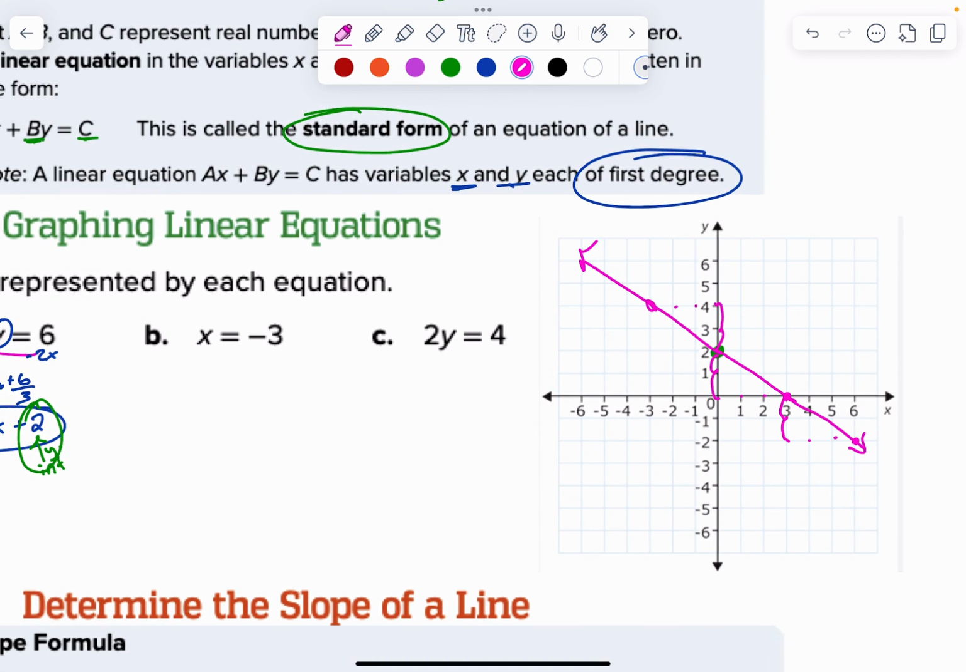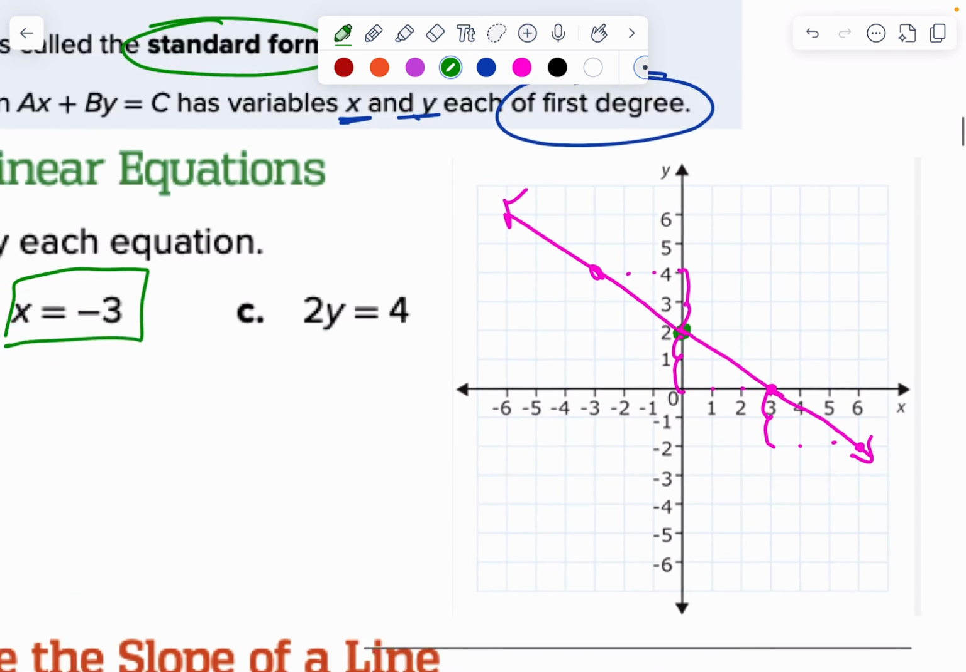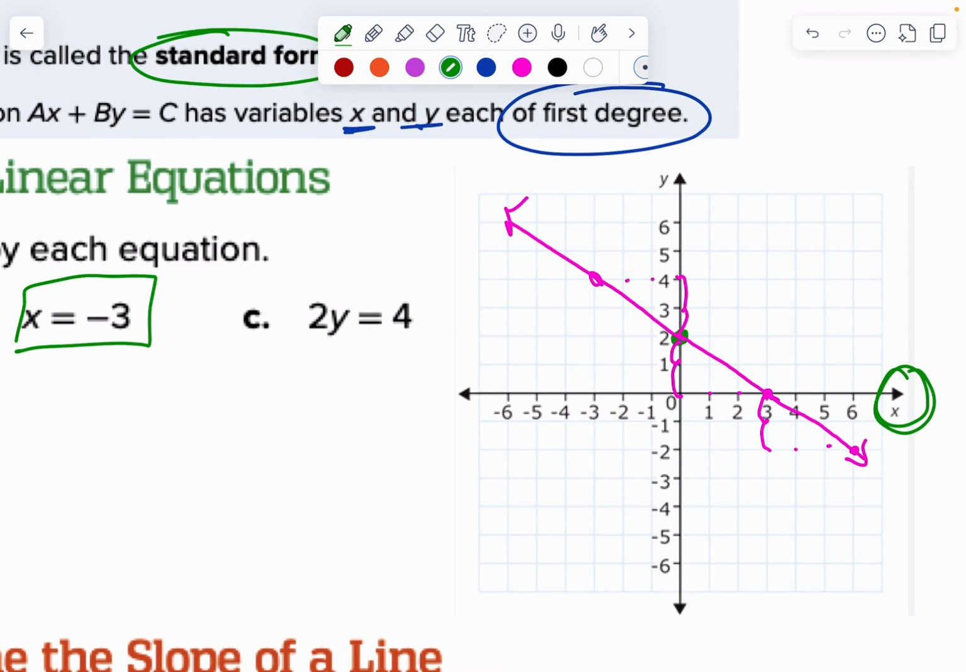That's part A. Part B is like, what happens if I don't have a y variable? What if it's just x equals negative 3? Well, this one makes it really nice because x equals negative 3. This is the x-axis, right? X-axis goes this way. So what I do is I go to negative 3 on the x-axis, put a dot, and he's just going to be straight up and down, right? Straight up and down line at negative 3, okay?